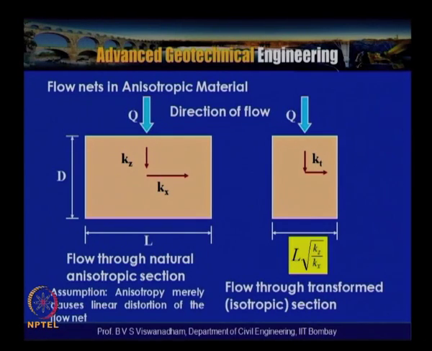So the transformed flow through the natural anisotropic section is given as shown, where the flow direction involves kz and kx. By converting into the transformed section, we are making it the equivalent permeability in both directions. So the anisotropic case is converted into an isotropic section by transforming from the anisotropic section to the transformed section.